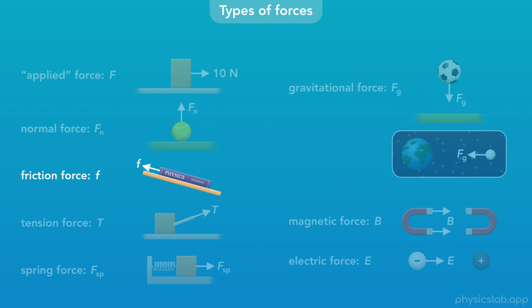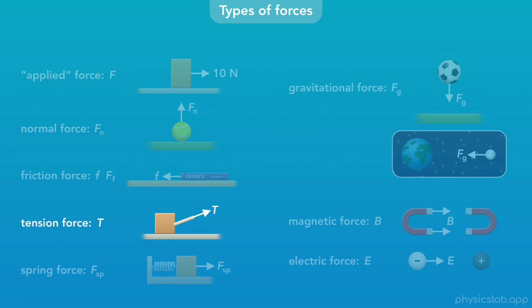Another very common force is a friction force. This is usually labeled with a lowercase f, but you could also label it like this. A friction force can exist between any two objects that are in contact, and it always opposes motion. So this book isn't sliding down because the table is exerting a friction force in the other direction. Friction forces are everywhere, and they're the reason that moving objects eventually slow down and stop. But friction also allows you to walk and drive a car, and it prevents everything from sliding around.